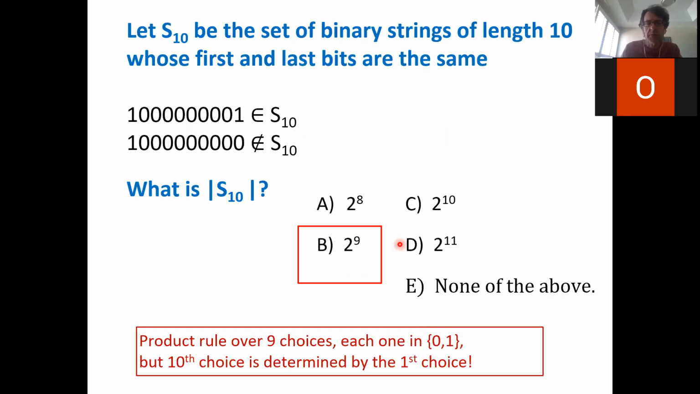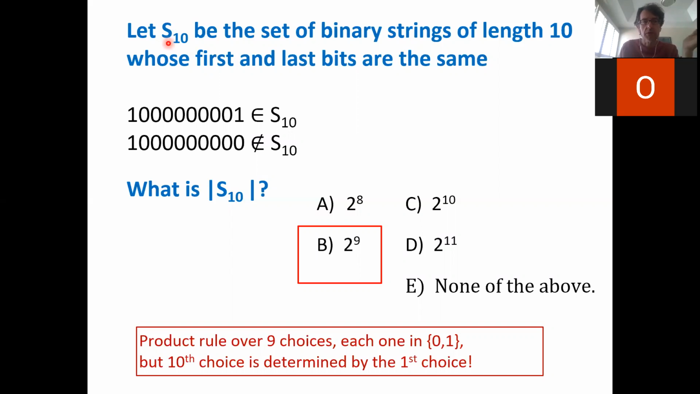So what was the bijection here? The bijection was between all elements in S10 and 9-bit strings, right? It's a bijection because the bijection says, take an element in S10 and just drop the last bit. You're getting a 9-bit string. Now, it's a function from S10 to 9-bit strings. Is that function a bijection?